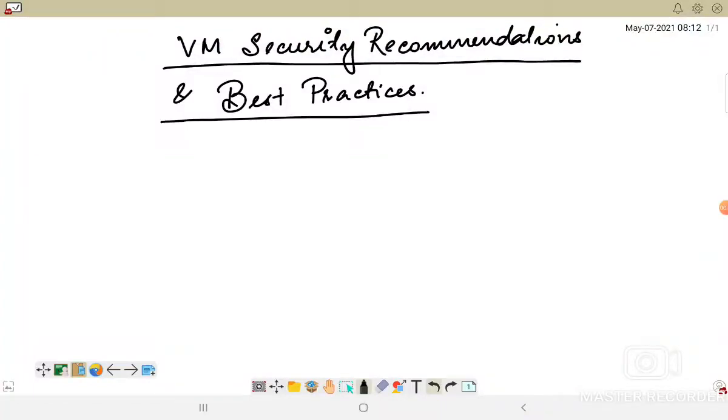So, in today's session, we will talk about virtual machine security recommendations and best practices. Here, basically, we will be talking about different types of suggestions and recommendations which help to maintain the security of the systems. So, security of the virtual machines, rather.